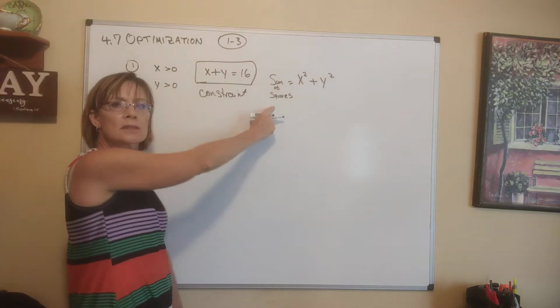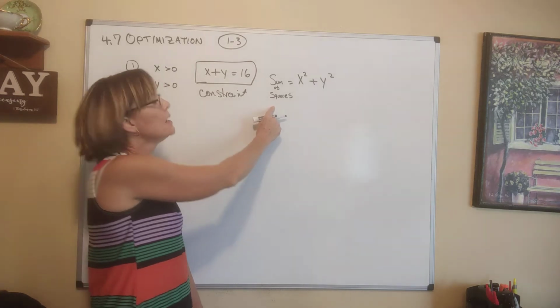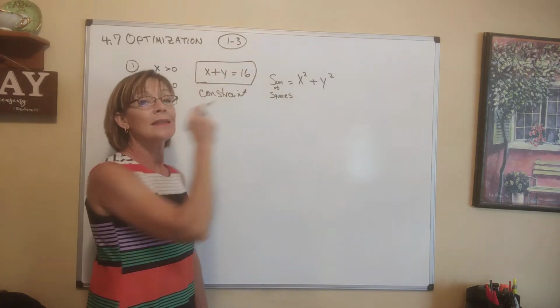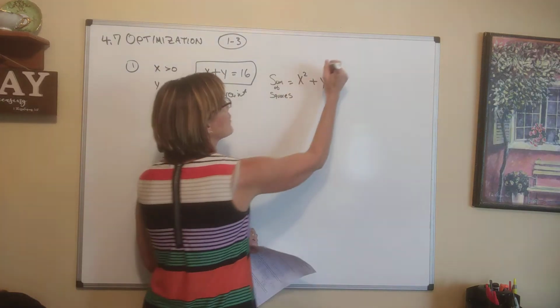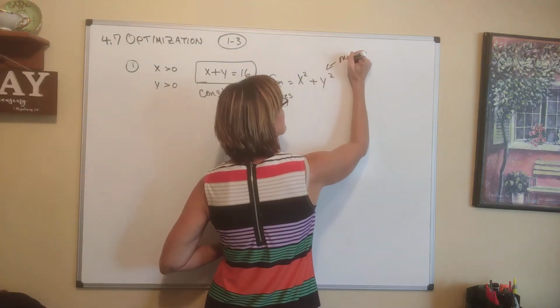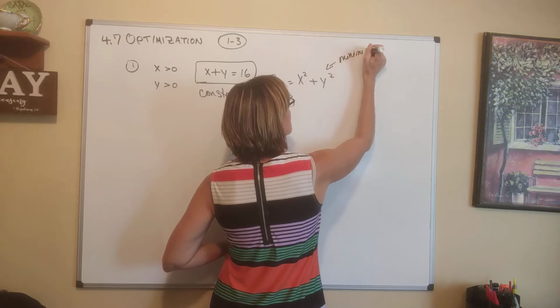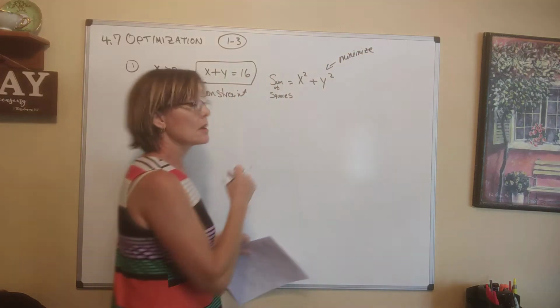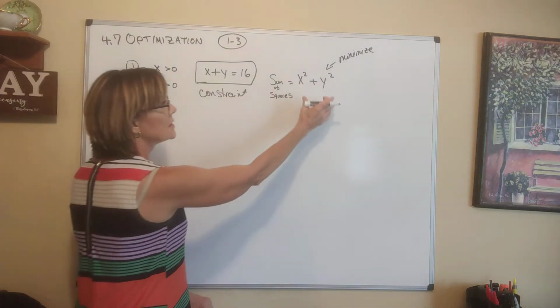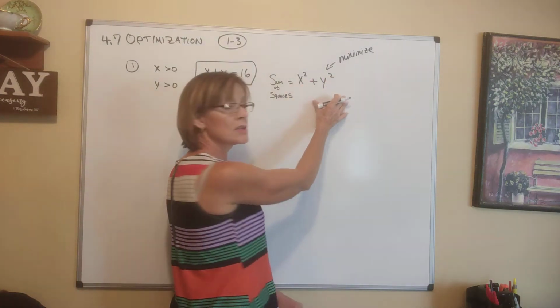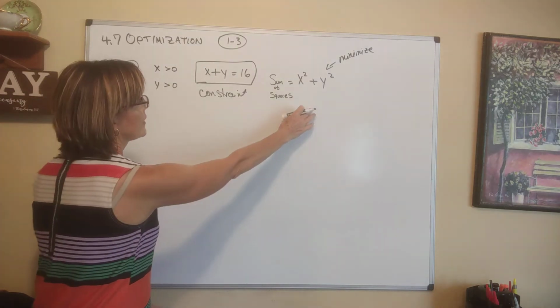This equation is called the optimization equation. This is what I want to optimize, and in this particular case, I want it to be the smallest. So I want to minimize this equation. Basically this is the constraint equation, and this is the optimization equation. This is what I want to find the smallest of.